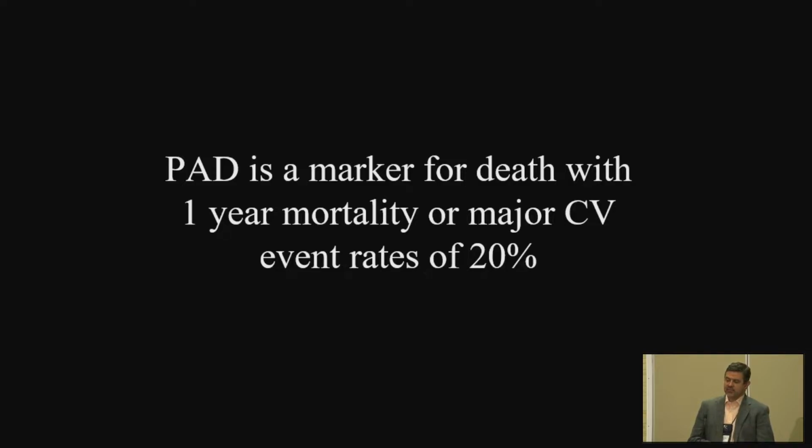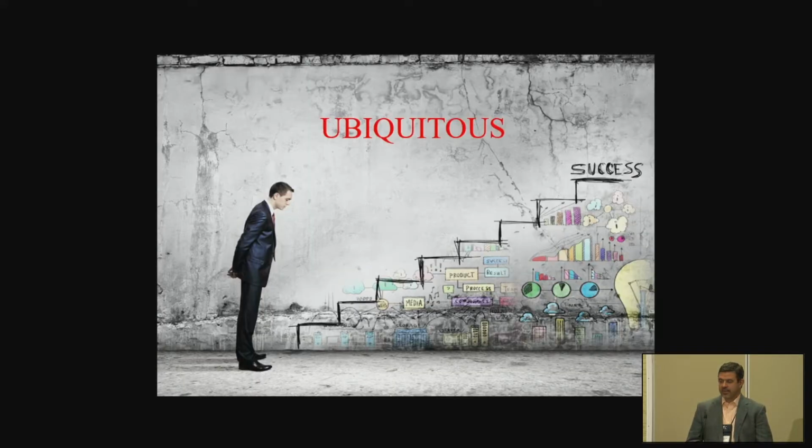So PAD is a marker for death with a 1-year mortality or major cardiovascular event rate of 20%. So when someone has PAD, 1 out of 5 is going to have some kind of bad thing happen to them every year. The problem with PAD is that it's ubiquitous. It's really kind of everywhere.